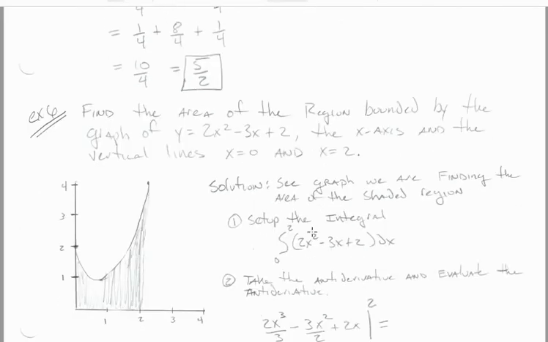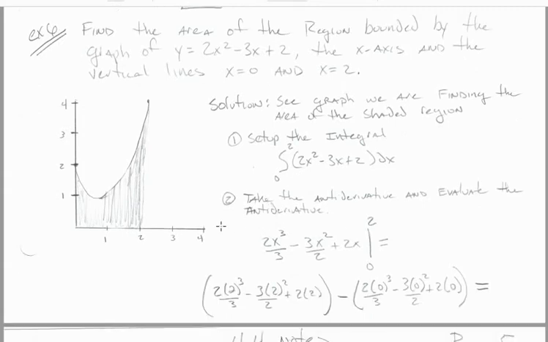Let's move on to the next equation. Okay, so on your homework, it's going to give you a blurb like this. It says, find the area of the region bounded by the graph of y equals 2x squared minus 3x plus 2, the x-axis and the vertical lines x equals 0 and x equals 2, and then it's going to give you this graph right here. So this is a graph of that function, this parabola. And notice we're limited on the x-axis from 0 to 2. So the vertical lines x equals 2 and x equals 0.